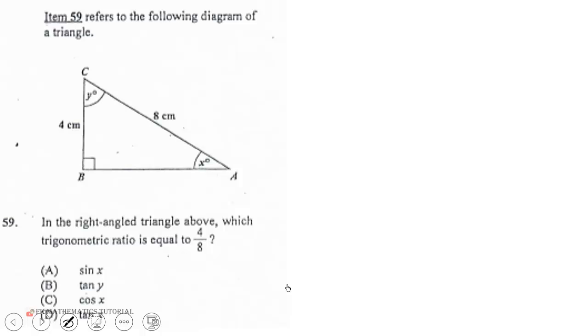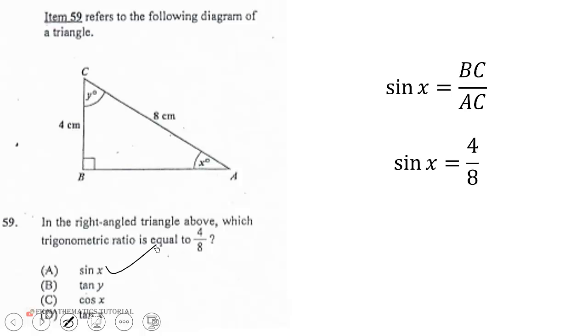Item 59 refers to the following diagram of a triangle. In the right angle triangle above, which trigonometric ratio is equal to 4 over 8? So sin x will be opposite over hypotenuse, which is BC over AC. That will be 4 over 8. So the correct answer is sin x.